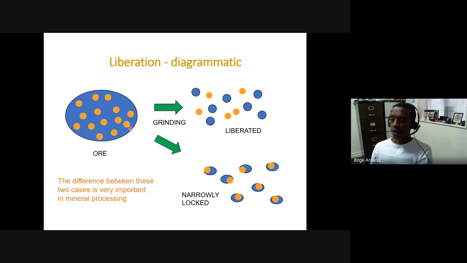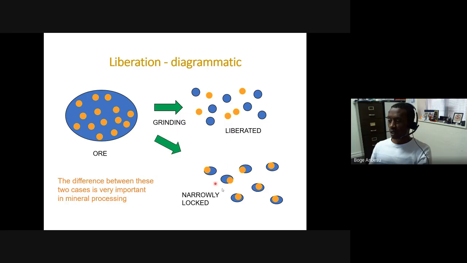So when I say liberation, maybe it all looks like this one. The yellow ones here, or the orange ones, are my target, okay, distributed all over the rock. I grind, ideally, that's what I want to produce. So these are all orange dots, which are free, valuable minerals. Now I can easily beneficiate this, okay, because typically the orange ones and the blue ones have different properties. So it's easy to do beneficiation on this one.